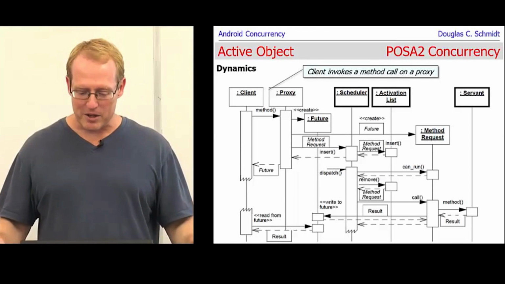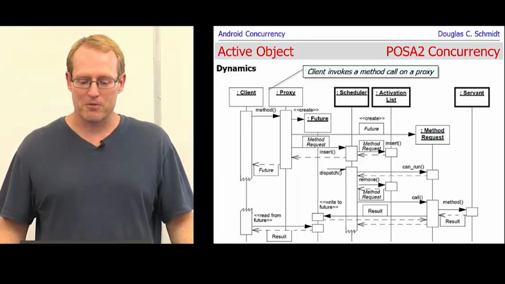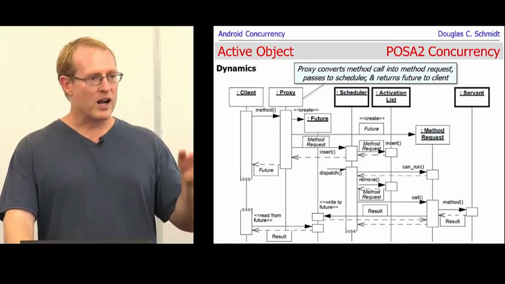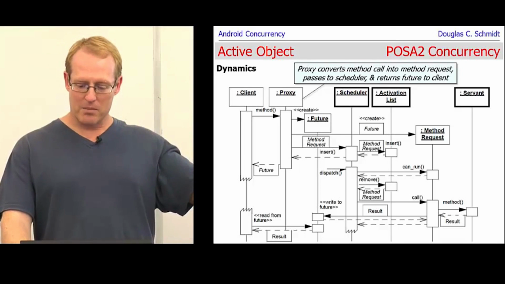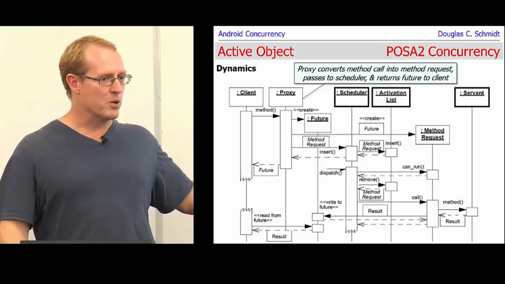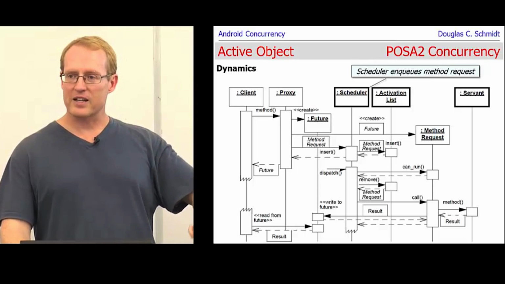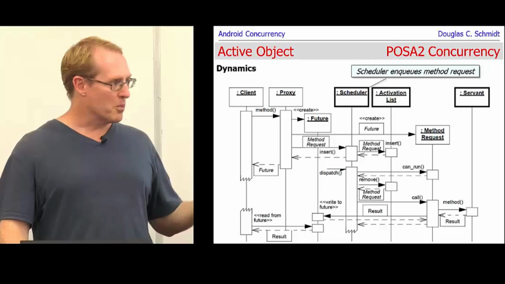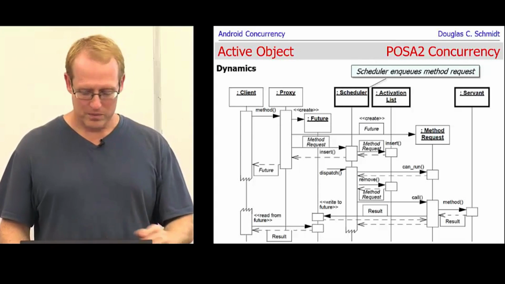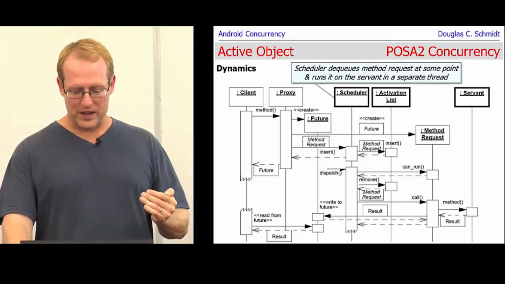There's also, of course, a dynamic view, which isn't much different from what I just told you, because we spent a lot of time talking about the metaphor. So the client invokes a method call on a proxy, and the proxy converts the method call into a method request or a message, passes that to the scheduler, and returns a future to the client. The scheduler sticks the method request onto some kind of activation list or queue. At some point later, based on various properties, the scheduler takes the message off the queue and then goes ahead and dispatches it on the servant.